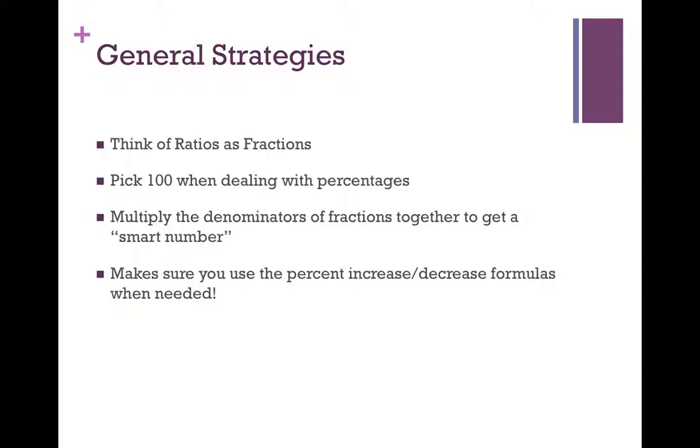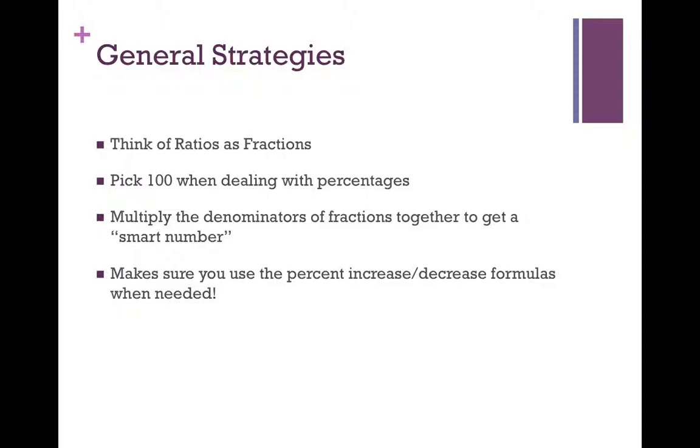General strategies. You want to think of ratios as fractions. That's generally going to benefit you in the long run. Anytime you see a ratio, instead of saying I got 3 blue marbles for every 2 red marbles, think 3/5 of my marbles are red and 2/5 of my marbles are blue. You'll find it's much easier to multiply out the fraction than it is to try to say, okay, well, if I have 60 marbles, what numbers are going to work out to give me a 3-to-2 ratio?